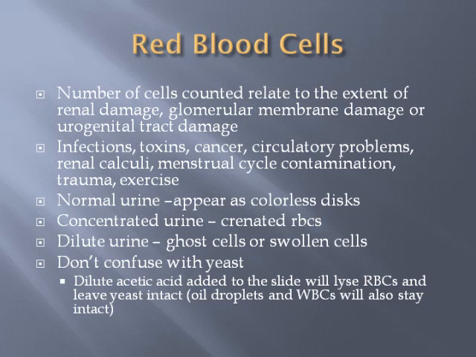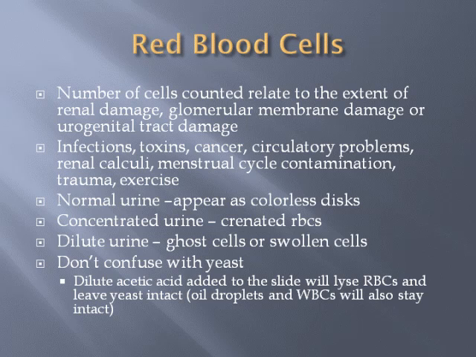In normal urine, red blood cells will appear as colorless discs. In concentrated urine, the red blood cells are going to look crenated. And in dilute urine, if you see the cells at all, because they could have lysed, they're either going to be ghost cells or swollen. They're going to look swollen, taking on too much water.